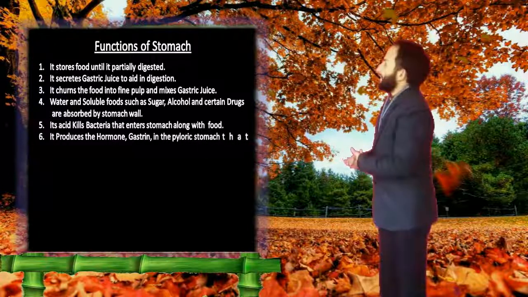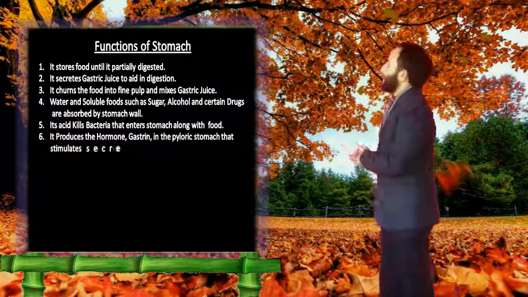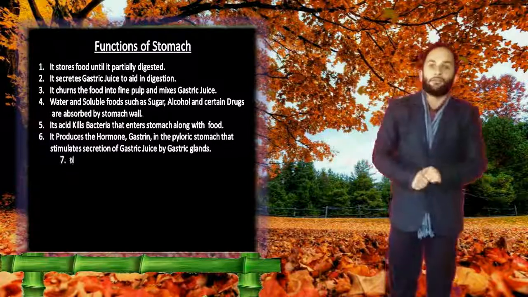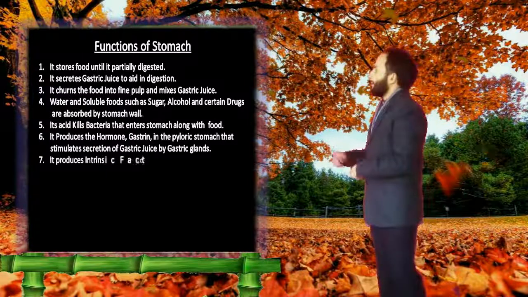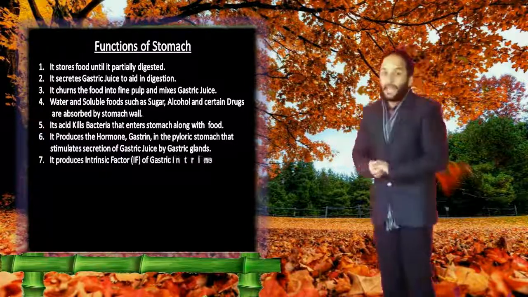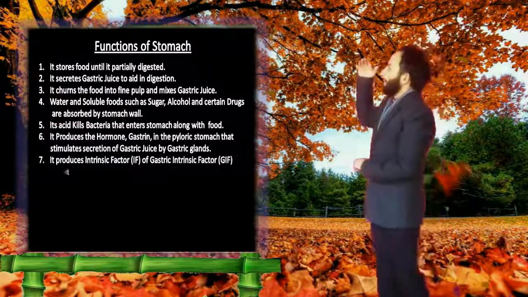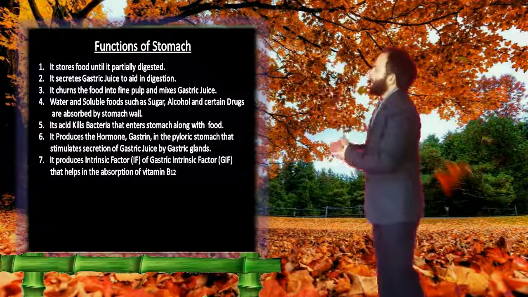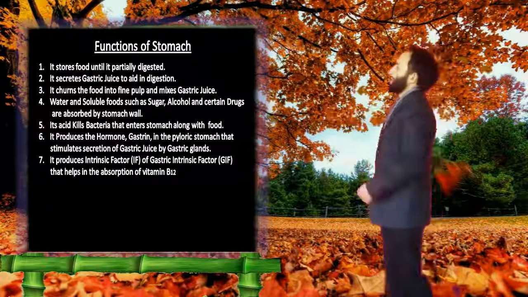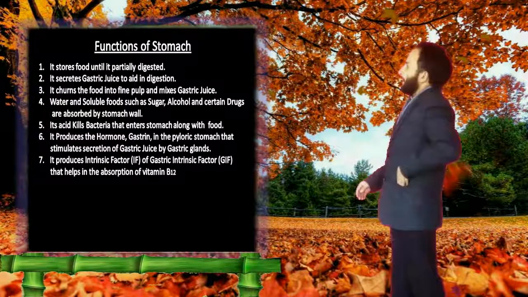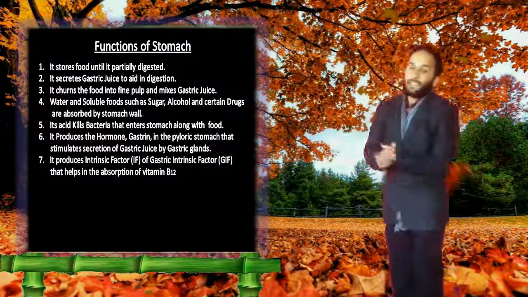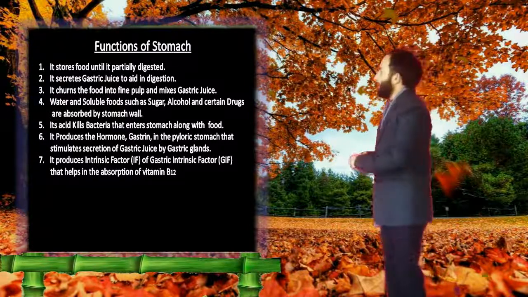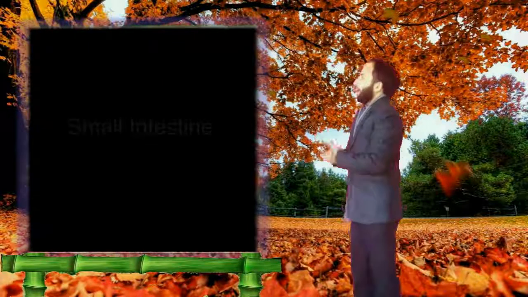Next, its acid kills bacteria that enter the stomach along with food. It produces the hormone gastrin in the pyloric stomach that stimulates secretion of gastric juice by gastric glands. It produces intrinsic factor, IF, that helps in the absorption of vitamin B12.